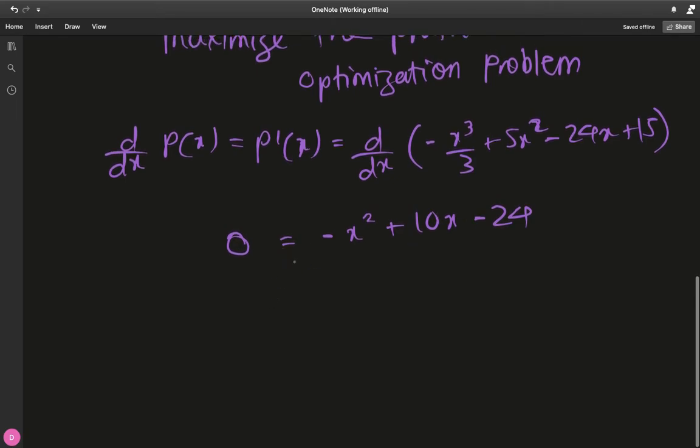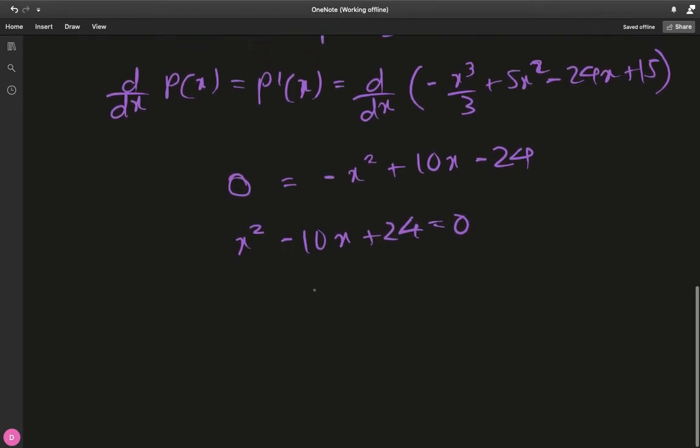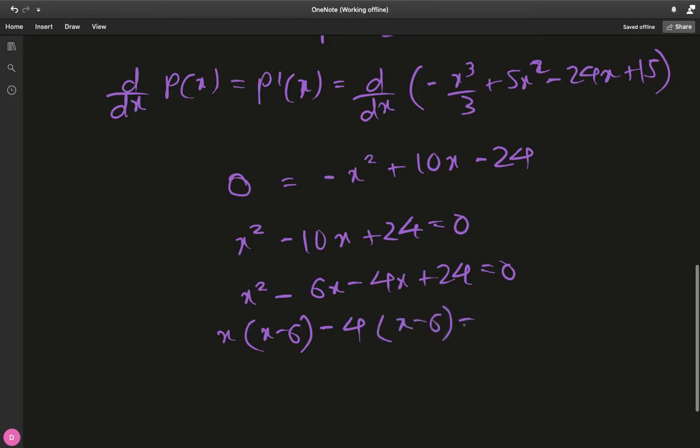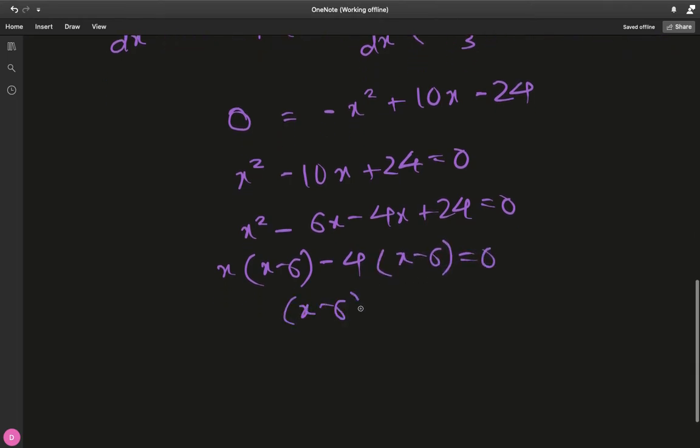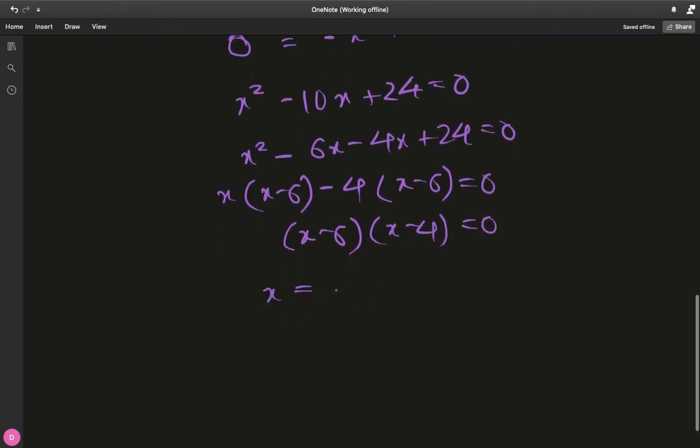So dividing by negative on both sides, we have x squared minus 10x plus 24 is equal to 0, and this is a normal quadratic equation. So x squared minus 6x minus 4x plus 24 is equal to 0. So x times (x minus 6) minus 4 times (x minus 6) is equal to 0. Factorize out (x minus 6), you have (x minus 4) is equal to 0. These are the solutions. So the solutions are x is equal to 4 or x is equal to 6.